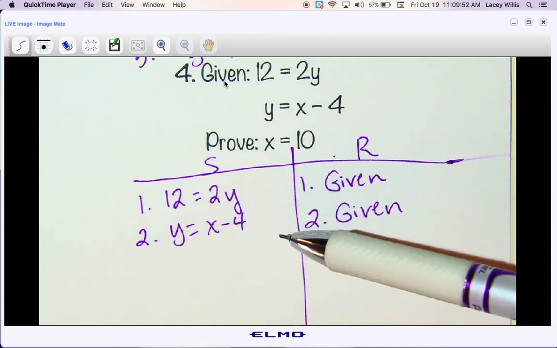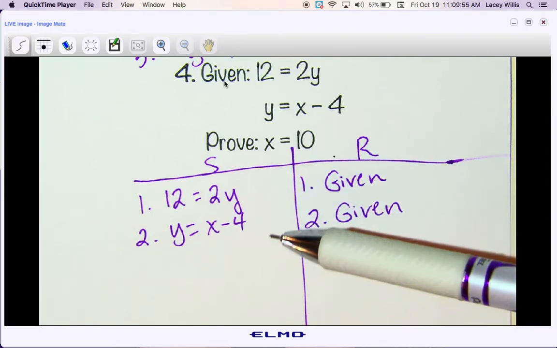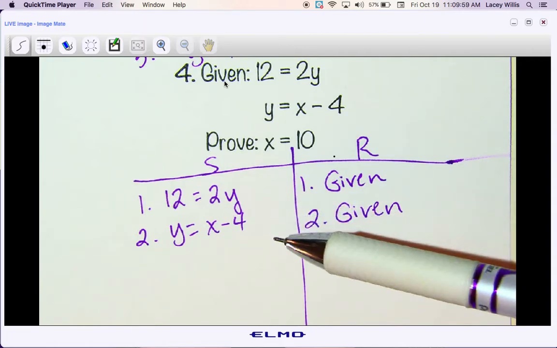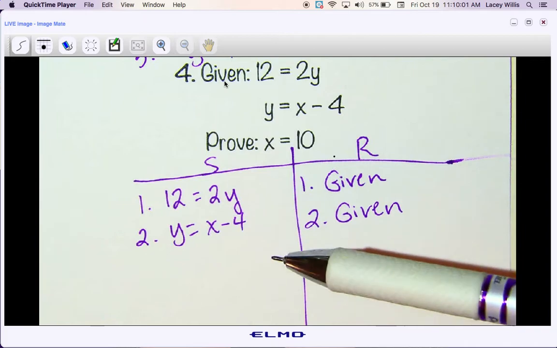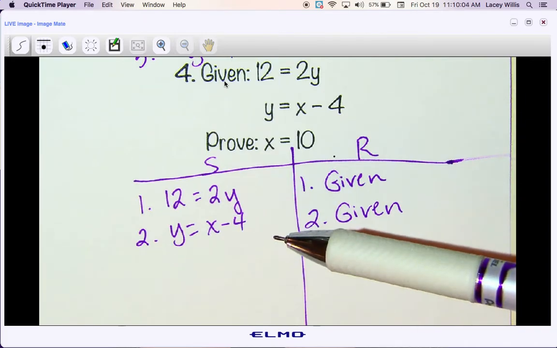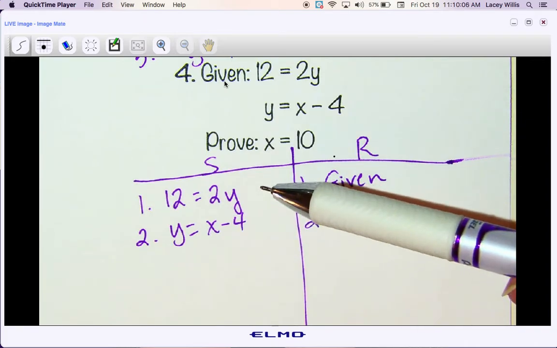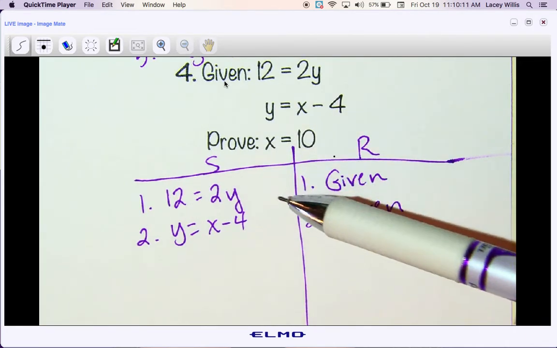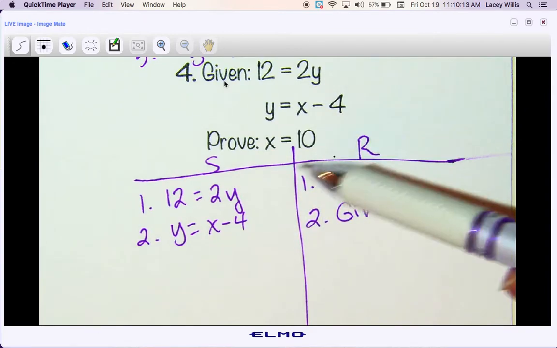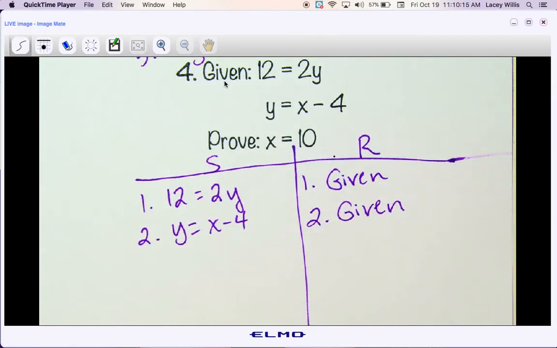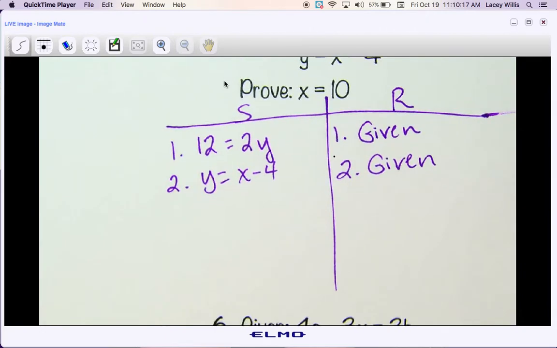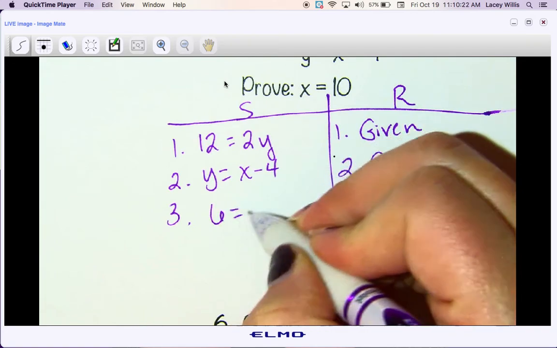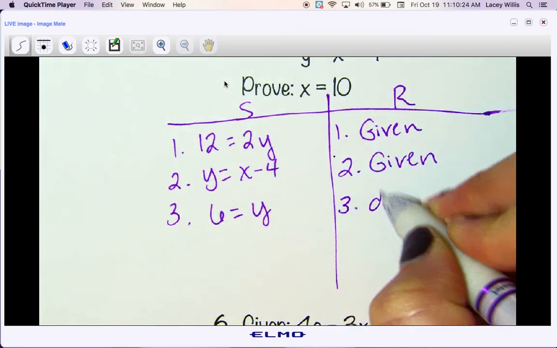So could you do either one of those things? Yes. Once you start doing a lot of proofs, you're going to start figuring out what might be helpful, just like the letter proofs yesterday. You started catching on to the pattern. So my suggestion is to probably solve for y here. I'll let you figure it out. So how do you solve for y? 12 divided by 2. Okay, division. So what do you get? 6. 6 equals y. That was division.